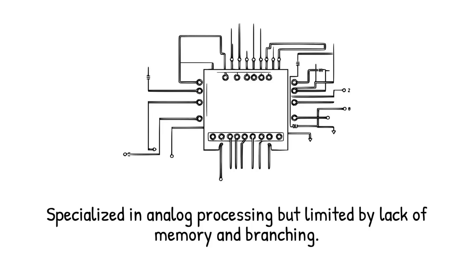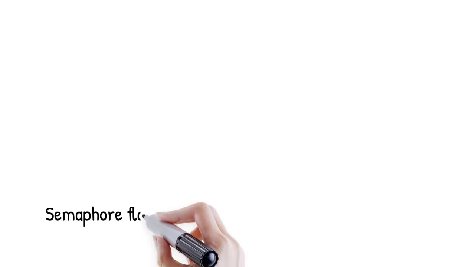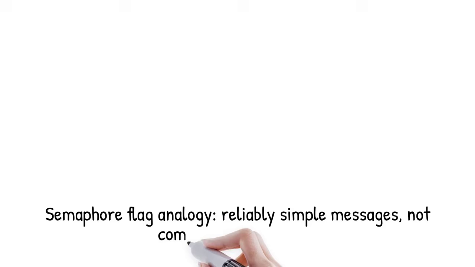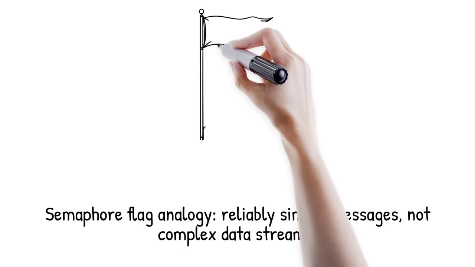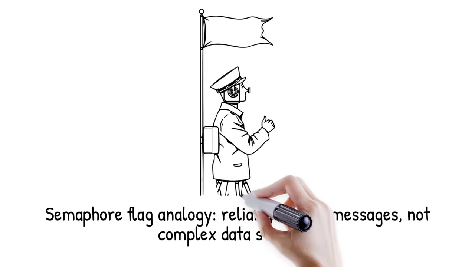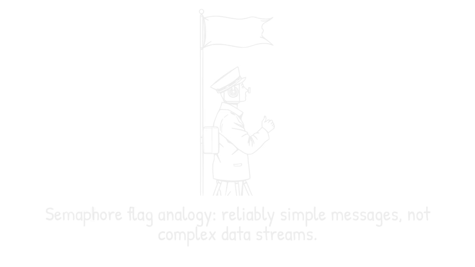Attempts to cascade more than 8 logic gates in series on a BZ chip resulted in signal attenuation and timing drift that prevented correct outputs. It's like a semaphore flag system that can send only short, simple messages reliably, but cannot handle complex data streams.